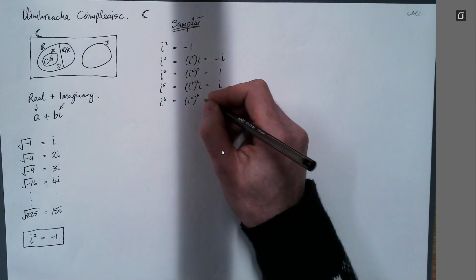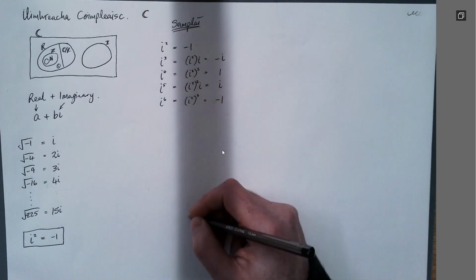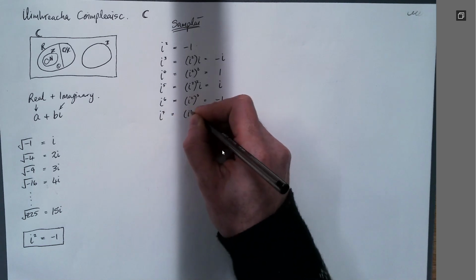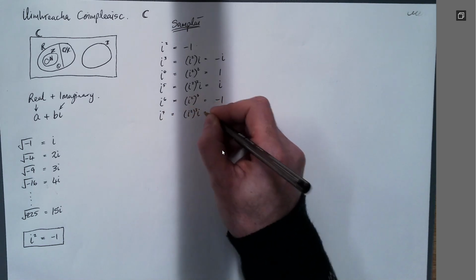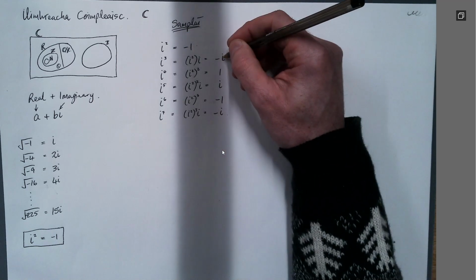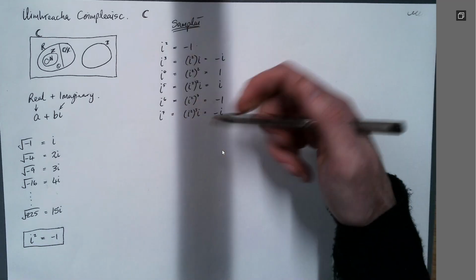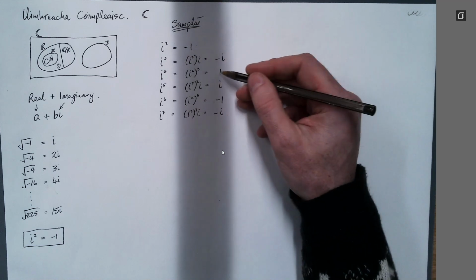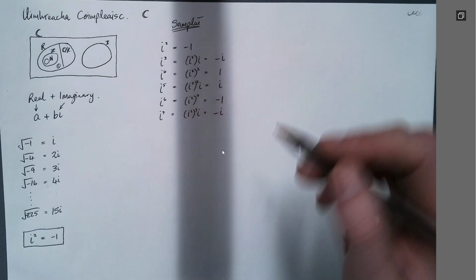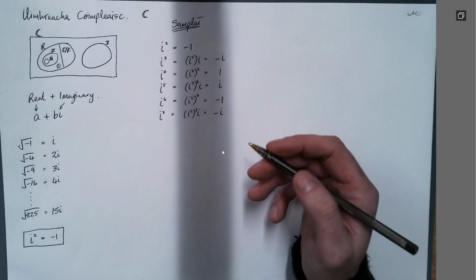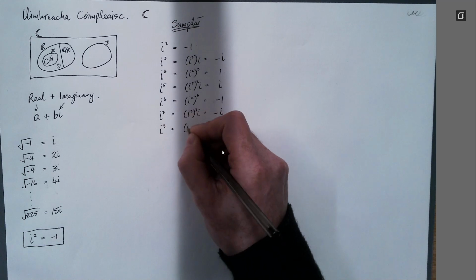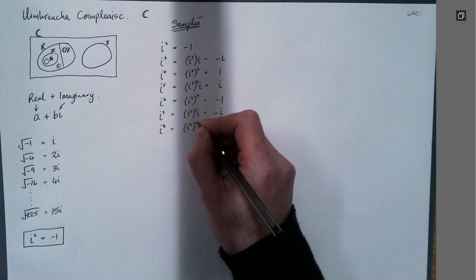I guess we reach the same pattern here. I to the power of 5 reaches I squared times I to the power of 3, which is I. So the pattern is: you go to I, then minus 1, then minus I, then 1, and then you keep repeating the process. Now, for example, I to the power of 8 reaches I squared to the power of 4.